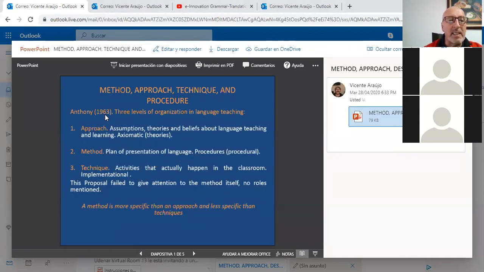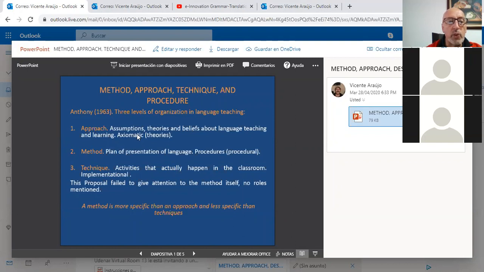So, what did I say? That in 1963, Anthony proposed three levels of organization in language teaching. The first was approach, the second method, and the third technique. What is an approach? Assumptions, theories, and also beliefs. Beliefs are important in language teaching: what teachers believe, what students believe, what politicians believe about language teaching.